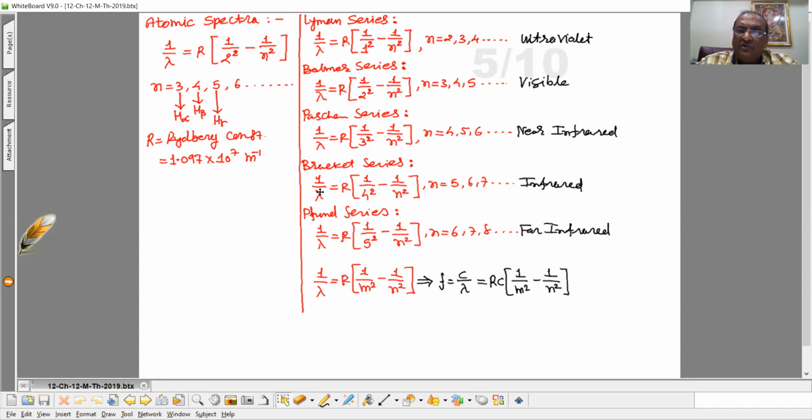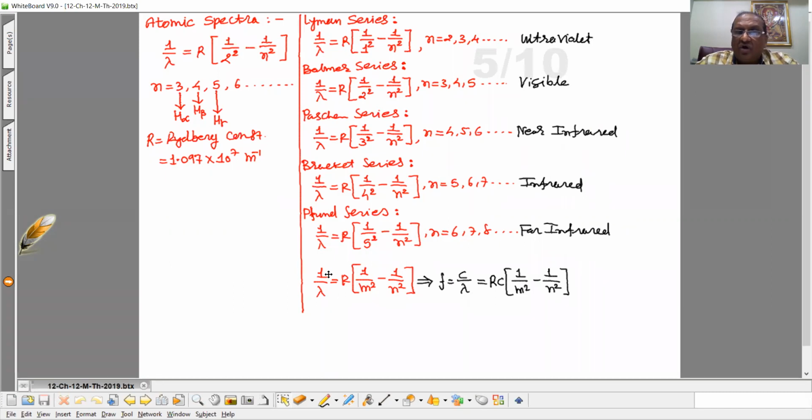For that, the common equation of the wavelengths of spectral lines is 1 upon lambda equal to R into 1 upon 4 square minus 1 upon n square, where n equal to 5, 6, 7. Then the Pfund series. For that, the common equation for the wavelength of spectral lines is 1 upon lambda equal to R into 1 upon 5 square minus 1 upon n square, where n equal to 6, 7, 8, and this one is obtained in the far infrared region.